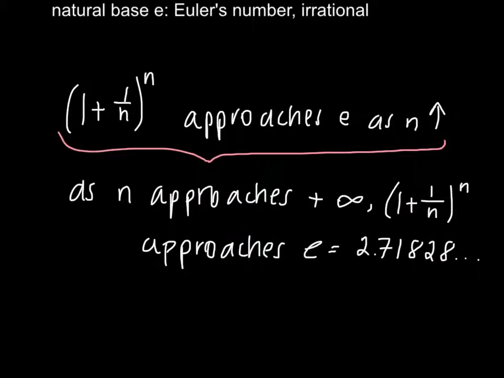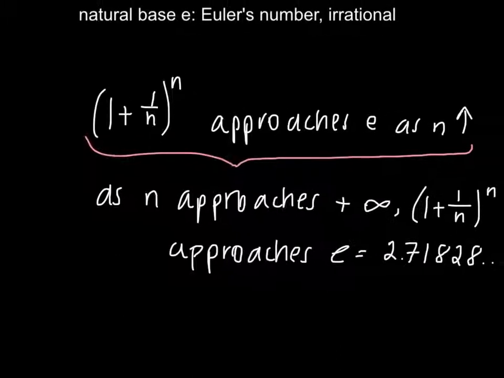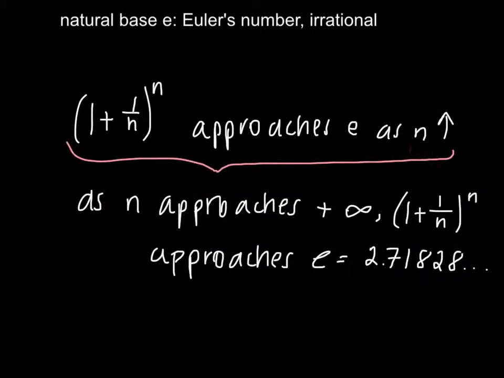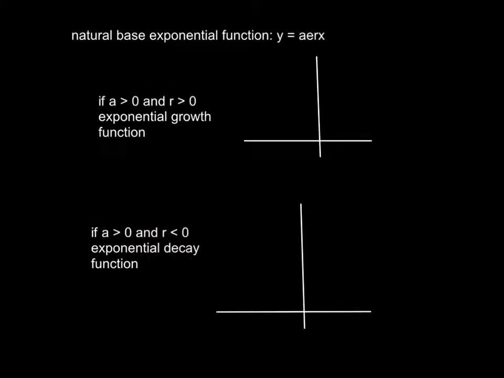More specifically, as n approaches positive infinity, so this is the same thing as n increasing. So as n approaches positive infinity, 1 plus 1 over n to the n, which is Euler's number, approaches e equals 2.718, etc. So this is just giving a basic definition to how this formula works in terms of e and n. So the natural base exponential function is y equals a times e raised to the r times x.